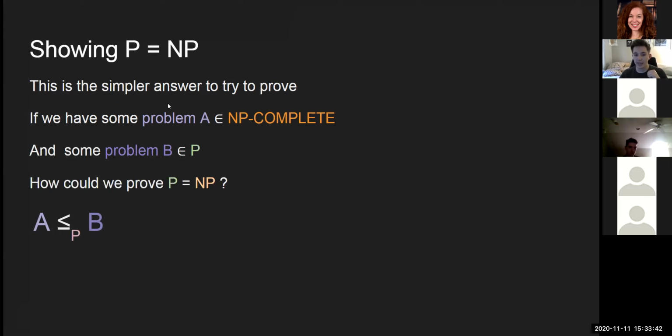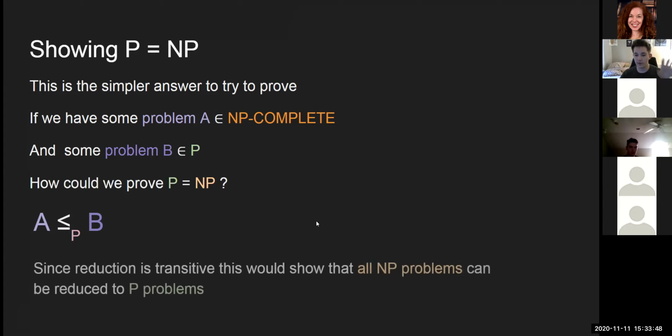then that means that A is as easy or easier than B, which, because of the transitive property of this reduction, means that every problem in NP can now be reduced to this one problem in P, which then means that NP, as a class, is as easy or easier than P, right? So now we have changed the hierarchy, so now P is at least higher than NP.